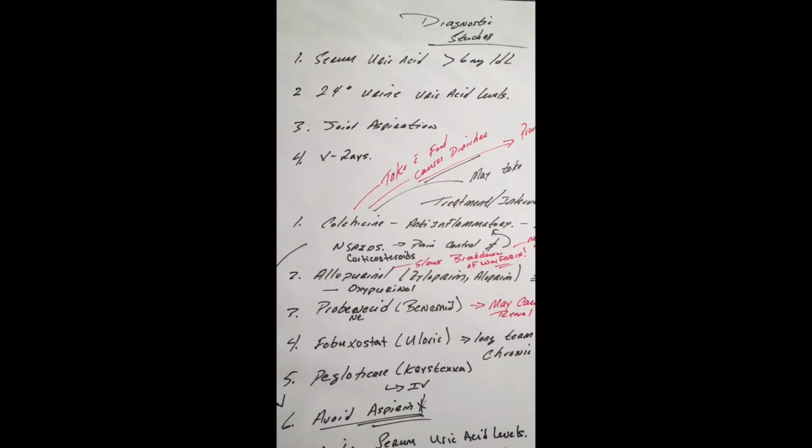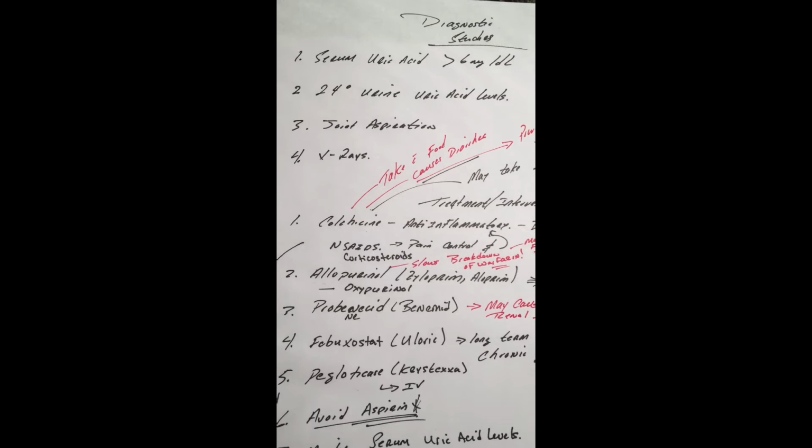NSAIDs, they also have an anti-inflammatory property, but they provide pain relief. Colchicine does not provide pain relief on its own. So typically, colchicine is given with an NSAID. Corticosteroids may also be given. Again, corticosteroids have an anti-inflammatory property. So you may give something like Solu-Medrol, something like prednisone. But again, if you're going to give your corticosteroids, you have to monitor sugar levels, especially if the patient is diabetic, because you can cause hyperglycemia.